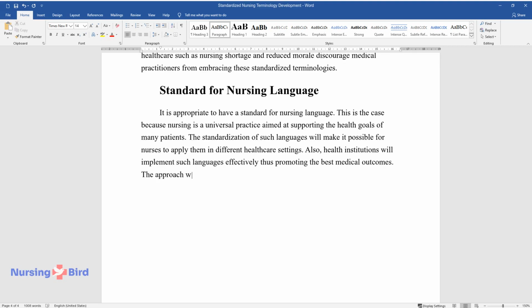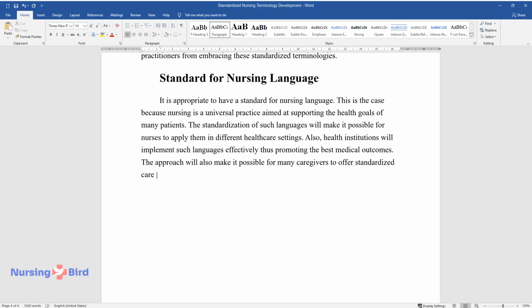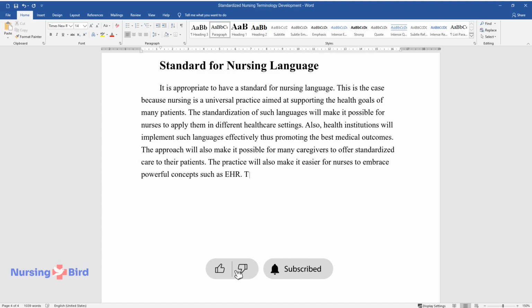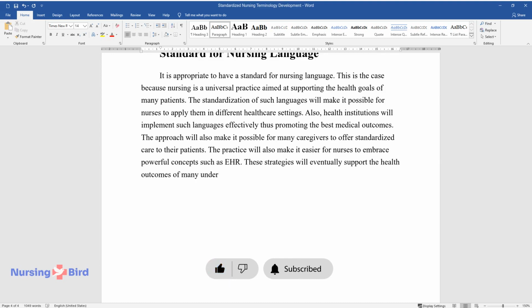The approach will also make it possible for many caregivers to offer standardized care to their patients. The practice will also make it easier for nurses to embrace powerful concepts such as EHR. These strategies will eventually support the health outcomes of many underserved communities.